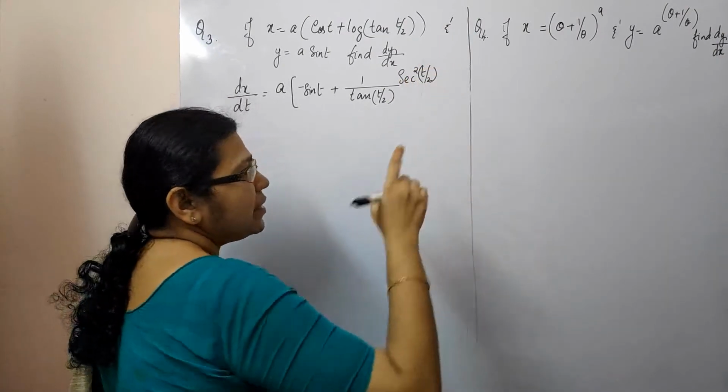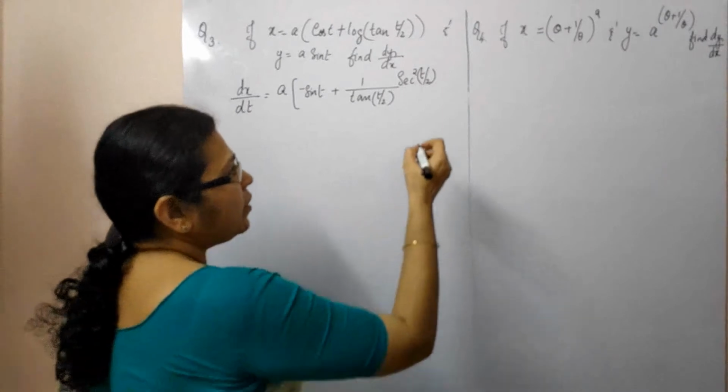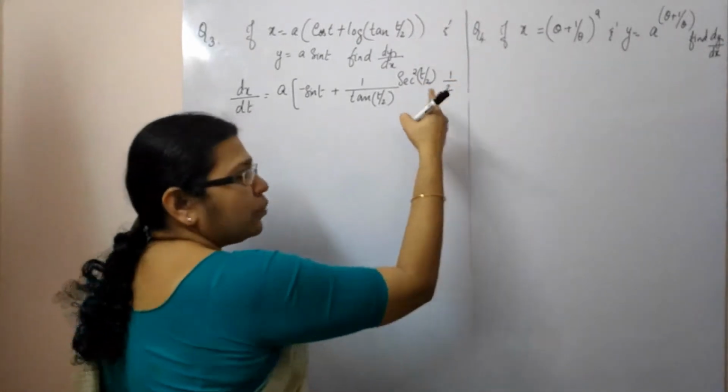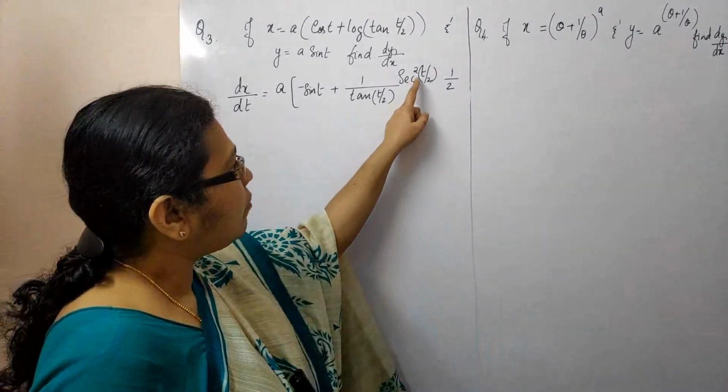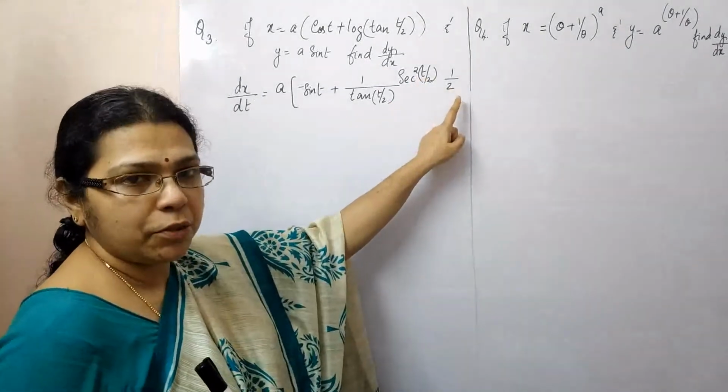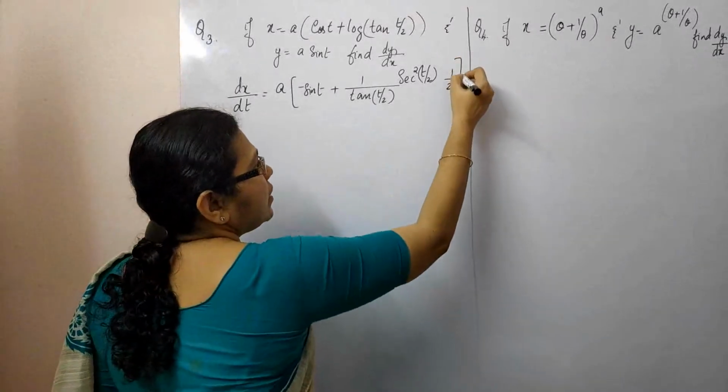The derivative of tan x is sec squared x. That of t by 2 is what? 1 by 2. The derivative of 2x is 2, so this is 1 by 2, that is 1 by 2. Okay, so this is the derivative.